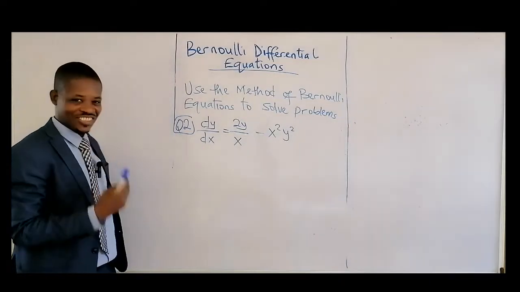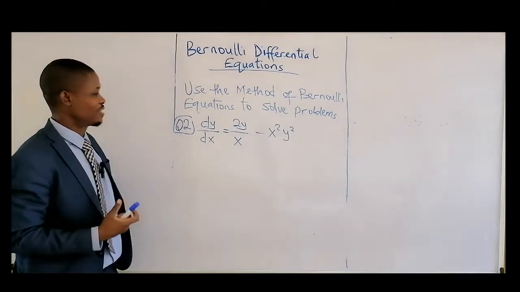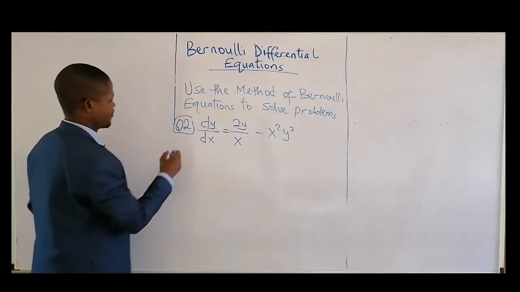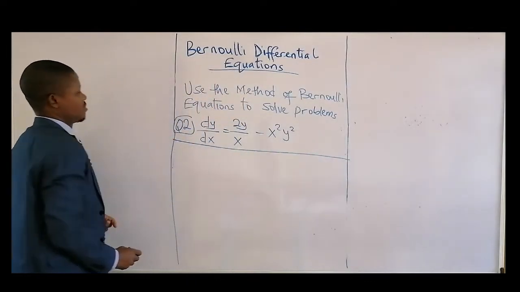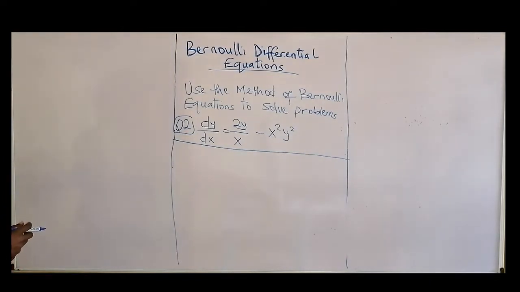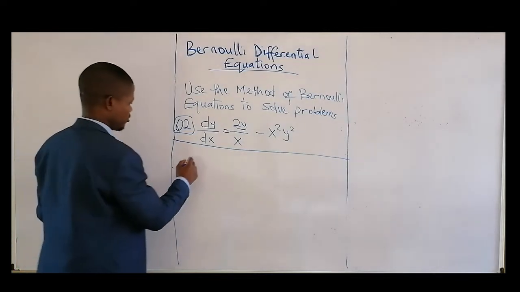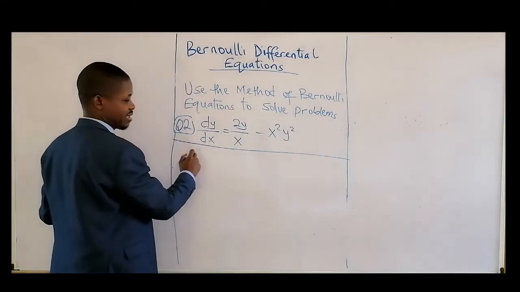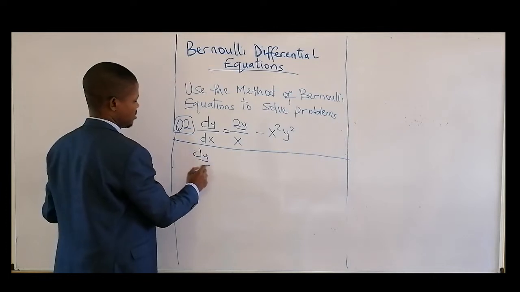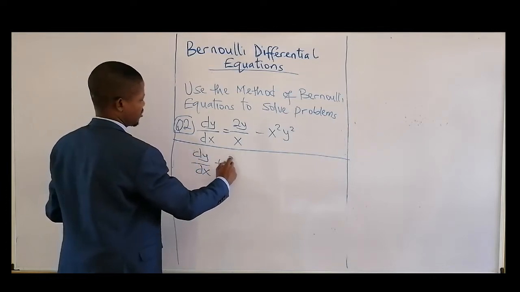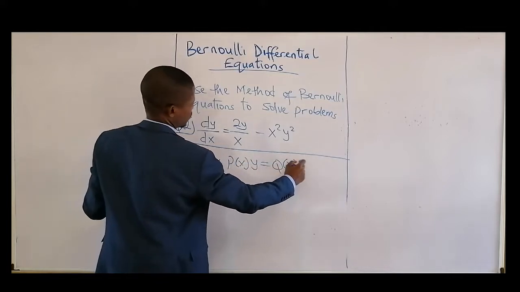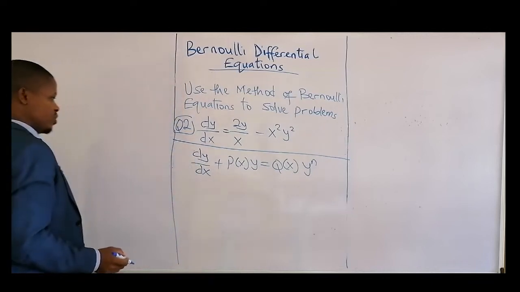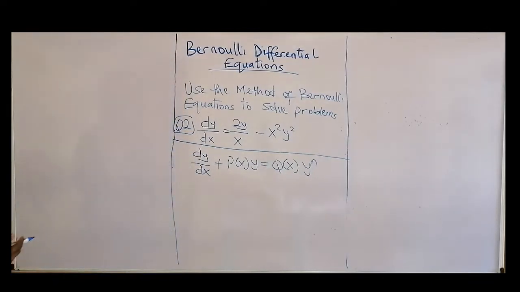Question two, still on continuations on Bernoulli differential equations. Look at the question we have. We're told to use the method of Bernoulli equations to solve that problem. The first thing to do is to correspond the given problem to the standard form, which is dy/dx plus p of x y equals q of x y^n. So that's a form of the Bernoulli equation. Let's correspond that and make the arrangements.